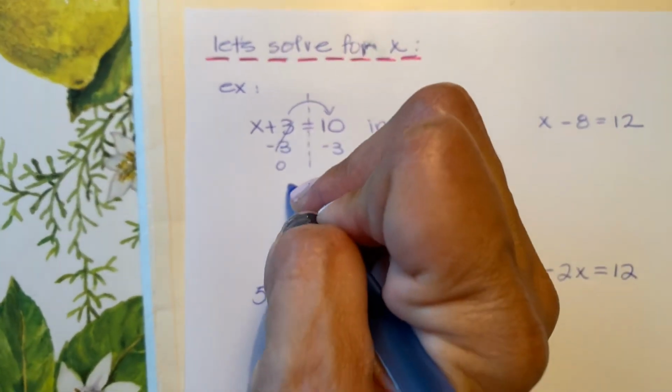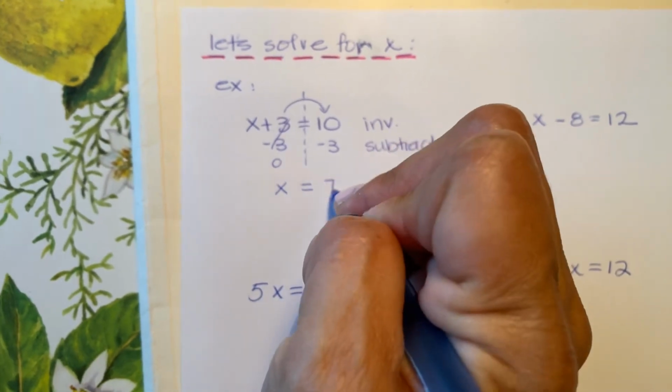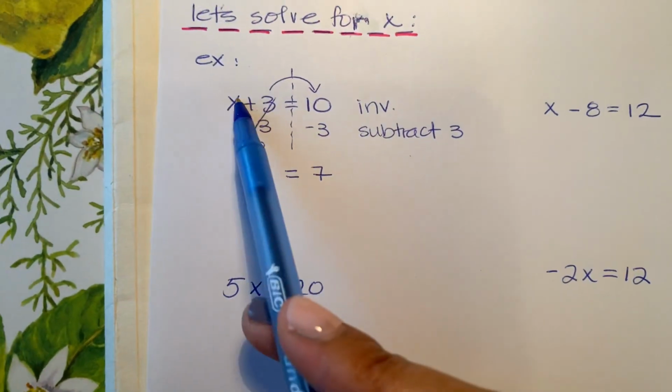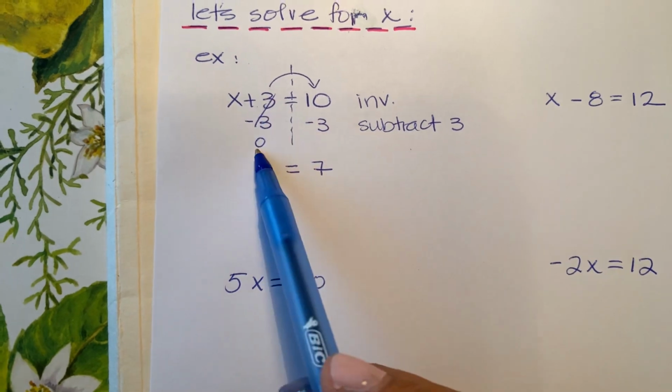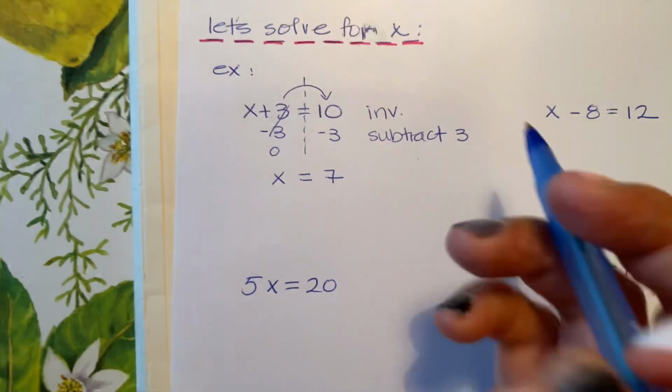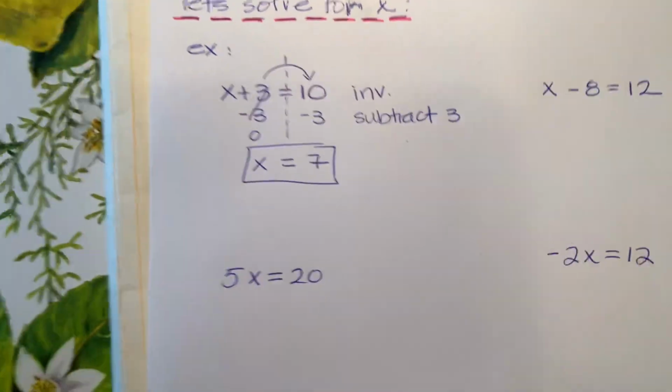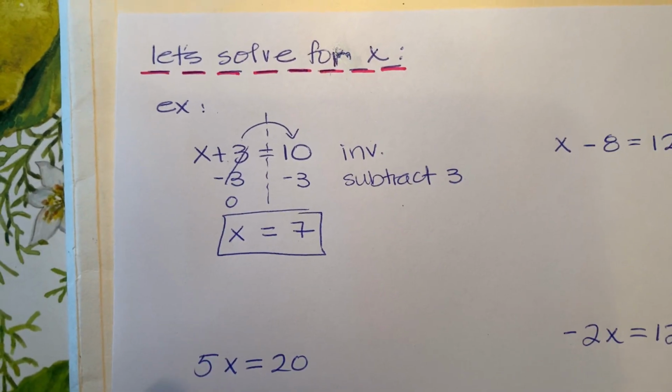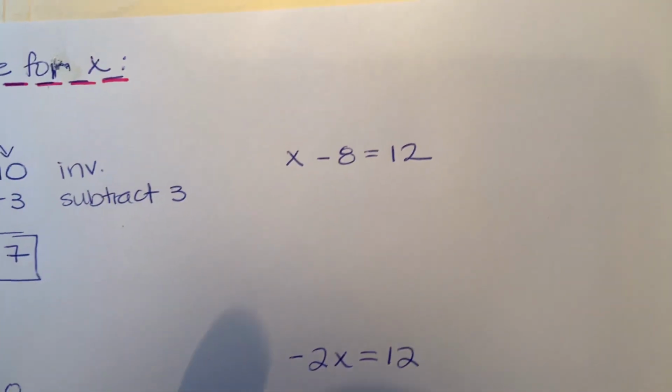Okay, and so now what's my answer? x is equal to positive 7, right? So I bring the x down. This is 0. What's 10 minus 3? I get the 7, and so that is my answer. Correct. Okay, remember, this is all review.